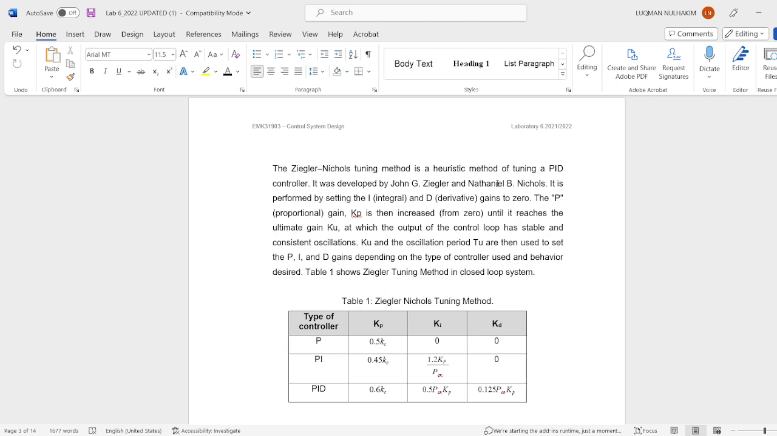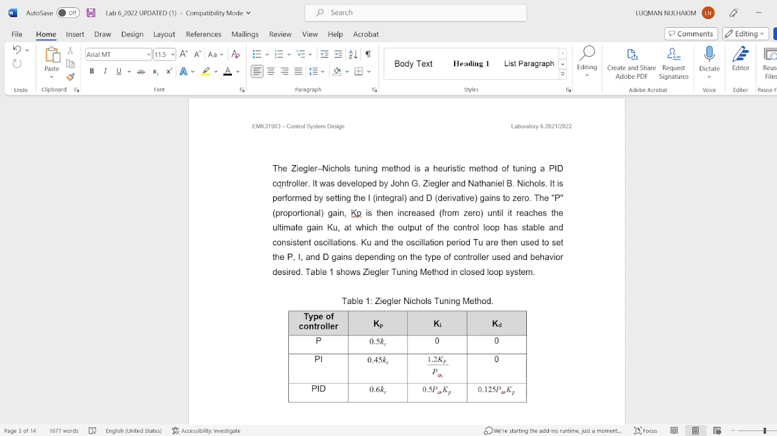The method is used to control the PID, where the gain depends on the type of controller used and the behavior described. If we want to control the P, we will control the P, and if we want P and I, we will control the PI, and if we want the PID, each of these types gives a different output, which increases or decreases the amount of error.